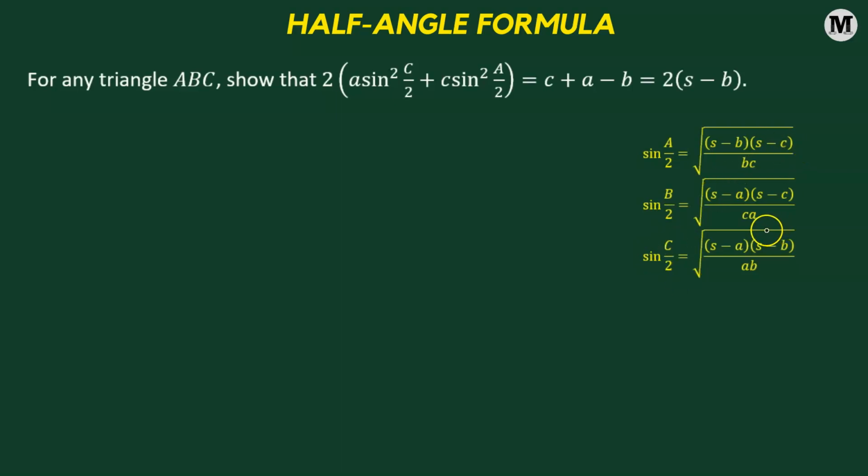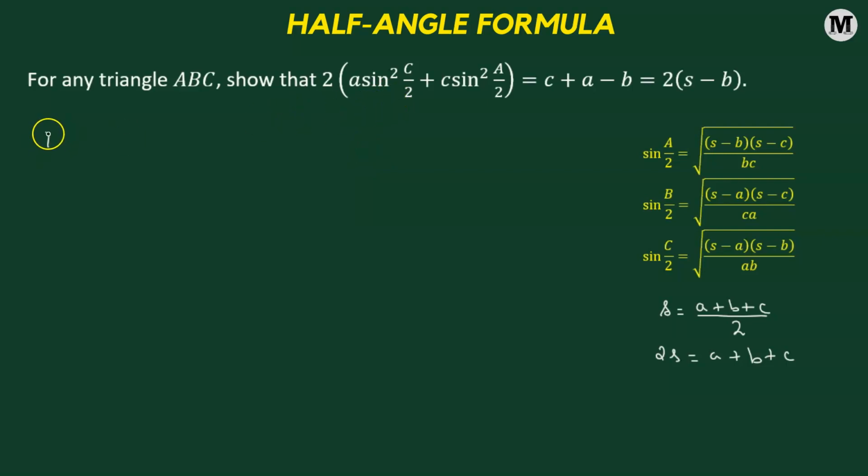A, b, and c represent the sides of the triangle, and s here is the semi-perimeter, which is defined by a plus b plus c, which is the perimeter of the triangle, divided by 2. Okay, that means 2s is going to be a plus b plus c. Now, we'll start with the first expression.